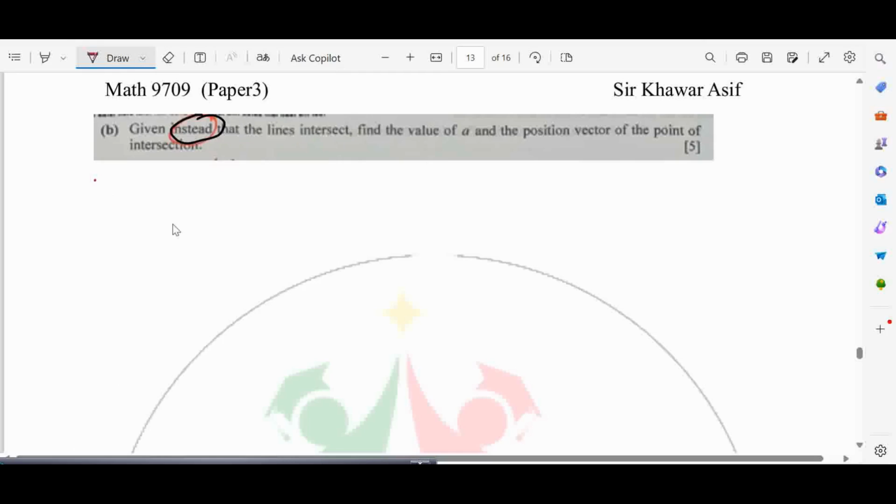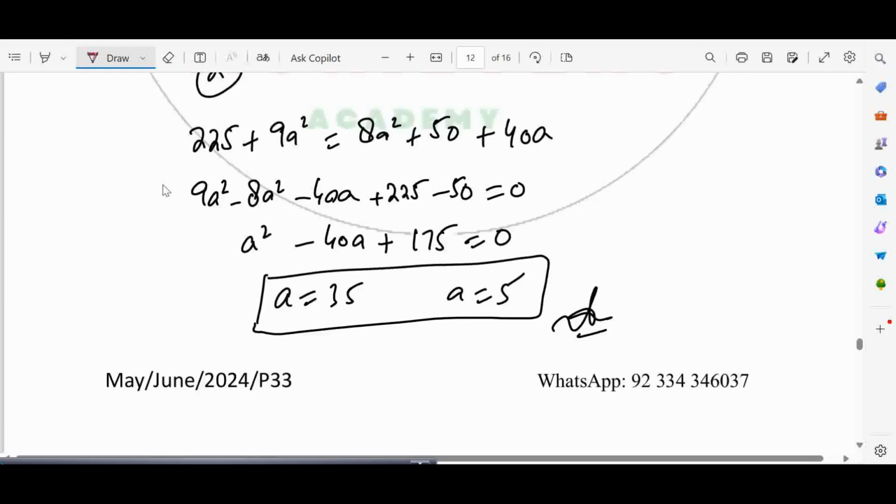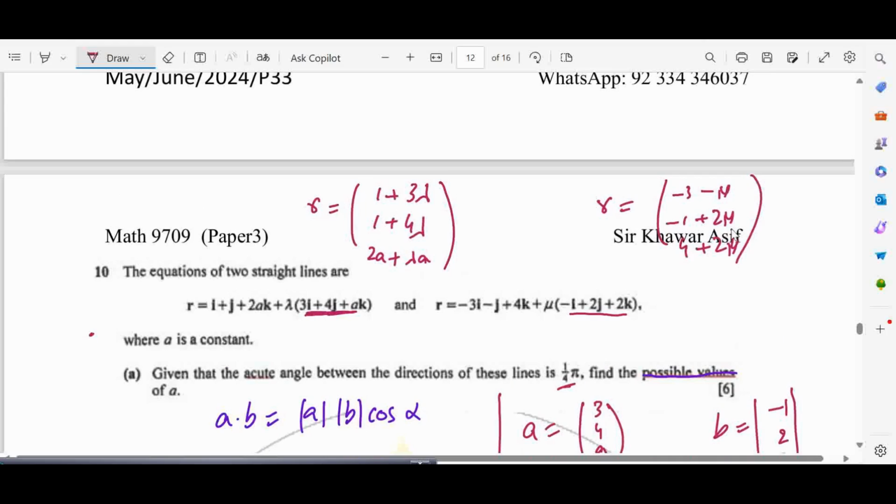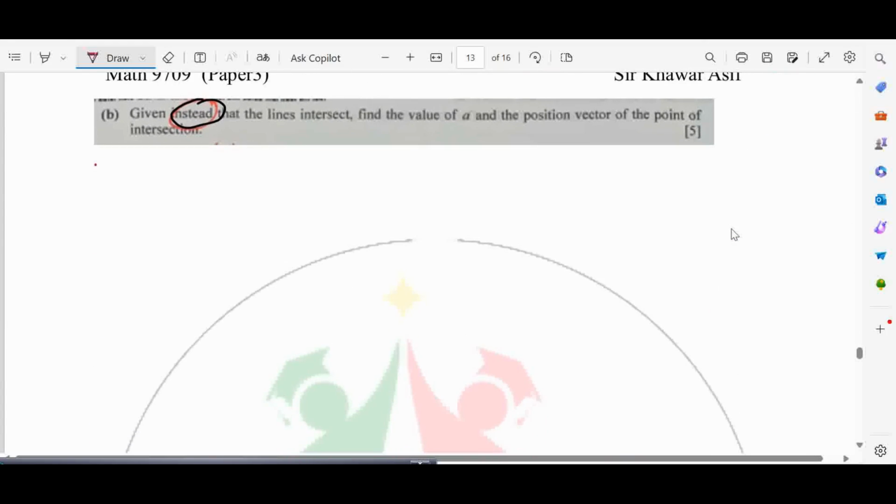Now what we have to do is, first of all we know the initial equation was this one. We can write it in the form like this, that R is equals to, for the first one, 1 plus 3 lambda. Then the second one will be 1 plus 4 lambda, and then 2a plus lambda a lambda. Okay, and the other one we will have from here is minus 3 minus mu, and then we have minus 1 plus 2 mu, then we have 4 plus 2 mu. Now we need to simplify it and see how we can use the value of A.